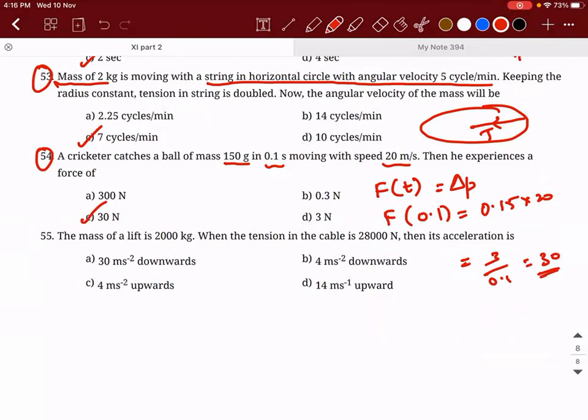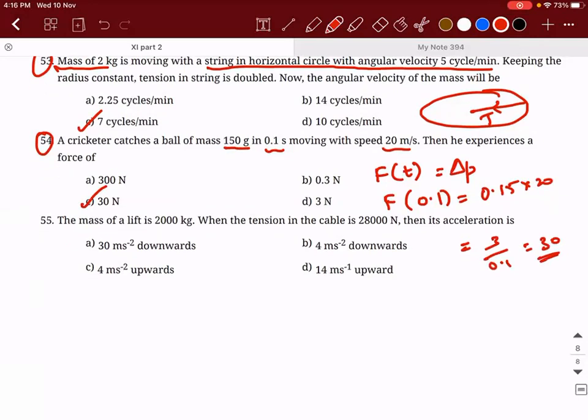54, C is correct. Sir, we can also find the acceleration. Yes, you can do it. How do you find the acceleration? Sir, the initial speed U is 20 and the final one will be 0, as it comes to rest. So 0 minus 20 is equal to A into 0.1. So A will be equal to minus 200 meter per second square.